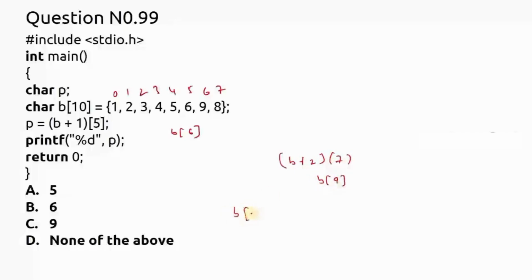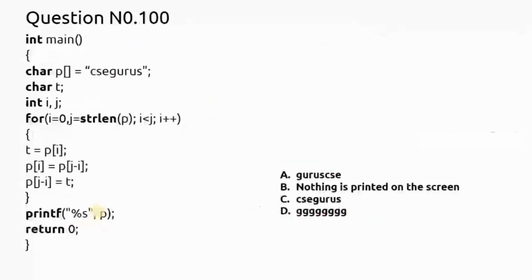If I write b plus 1 of 2, that is equal to b of 3. Simply you can do like this. There is no error in this. So that's why here it is given b plus 1 of 5, that means totally b of 6. Remember this point. What is b of 6? 9. 9 will be directly taken by p, so the index is pointing to that, and that value will be printed. So the answer C is the correct answer.